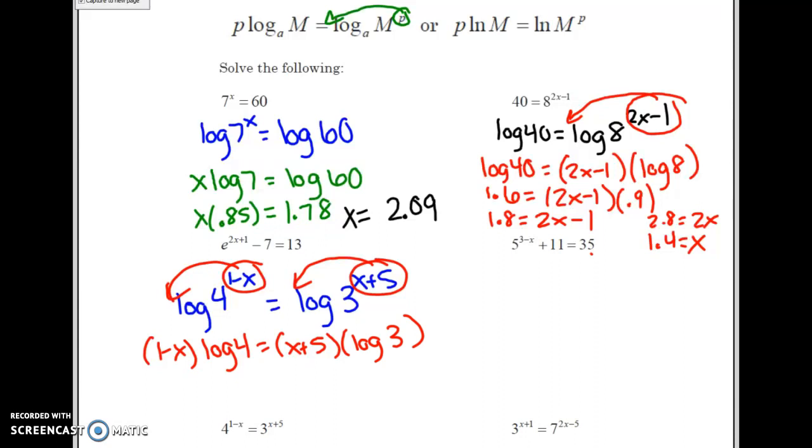Alright, so let's see what log 4 is. Log 4 is 0.6. So this will be (1 minus x) times 0.6. This will be x plus 5. And let's see what log 3 is. Log 3 is approximately 0.5. Now, because this one has a lot more steps, I'm going to go ahead and distribute these and then keep solving. So that'll be 0.6 minus 0.6x.